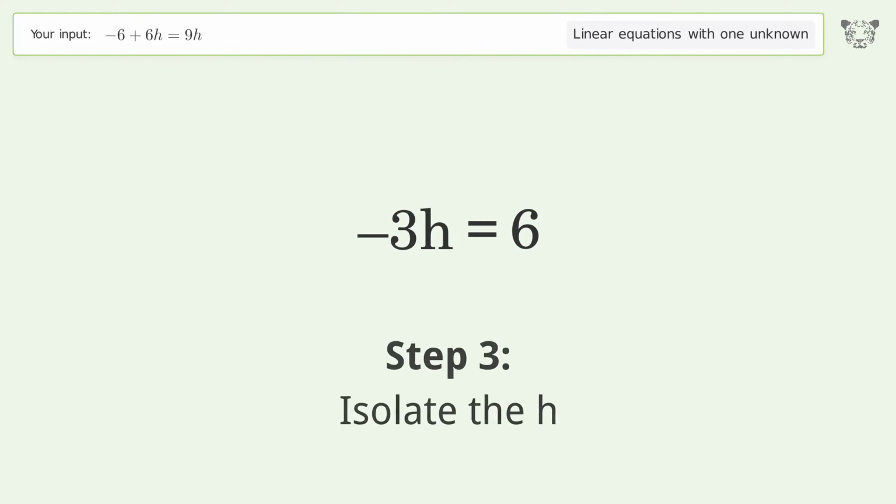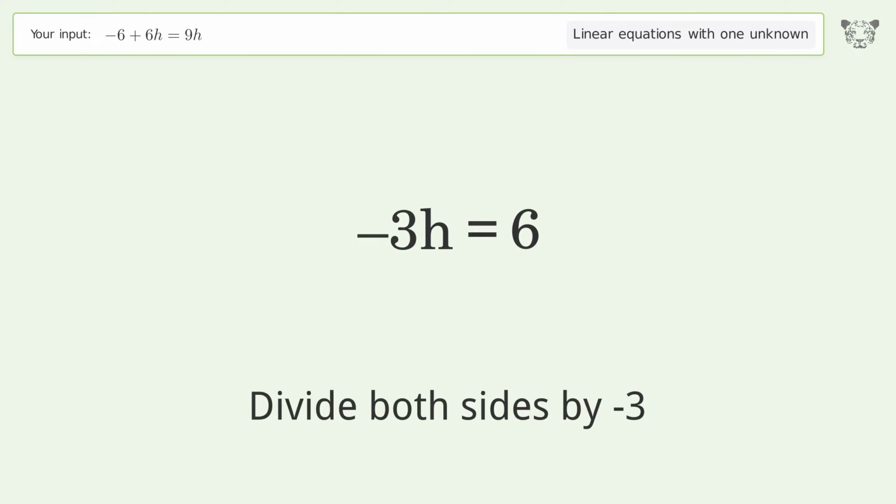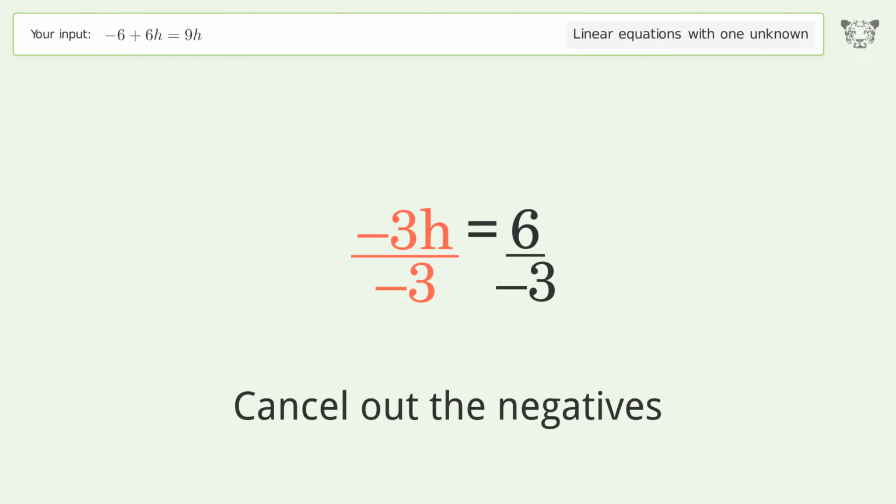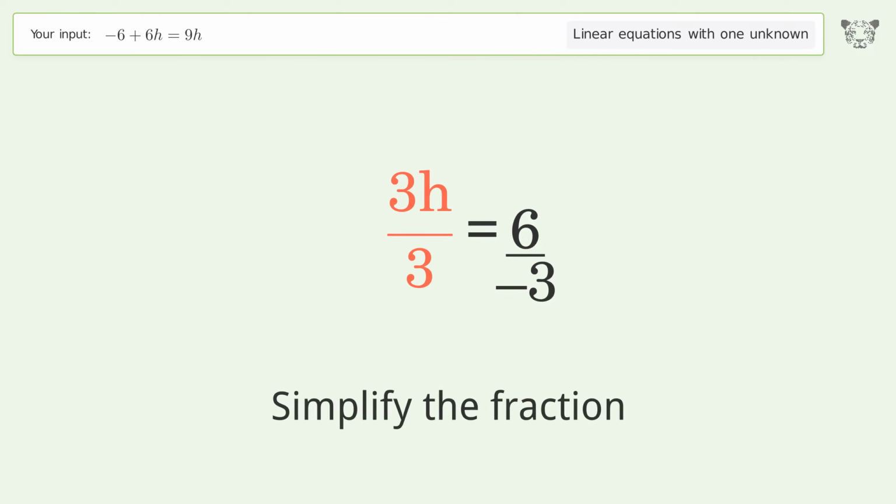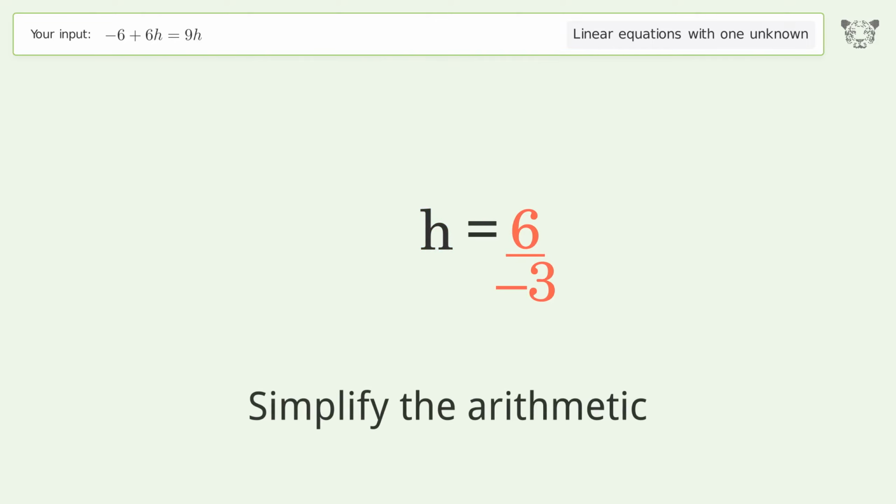Isolate the h. Divide both sides by -3. Cancel out the negatives. Simplify the fraction. Simplify the arithmetic.